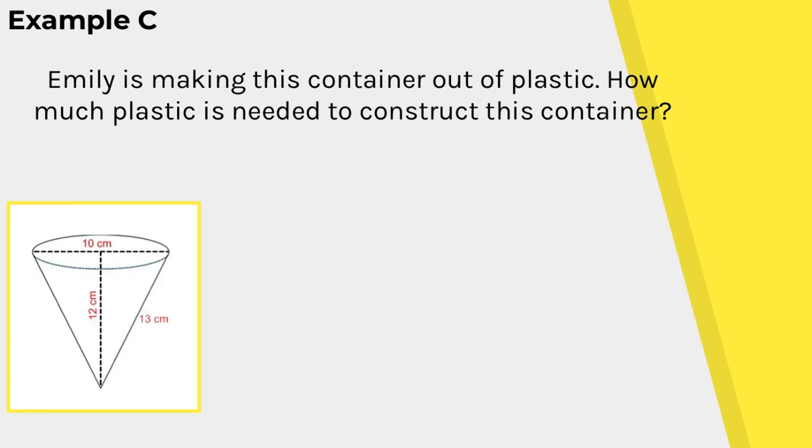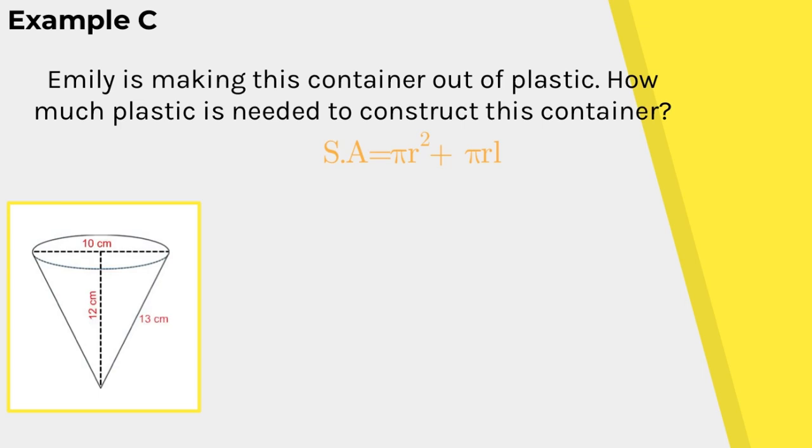So here in example C, Emily is making this container out of plastic. How much plastic is needed to construct this container? So again, we're talking about the outside of our shape, so we know that we're going to be needing surface area. So we're going to go over to our formula sheet, look for the surface area of a cone, since that's the picture of the shape that we have here. So our surface area of cone formula is going to be pi r squared plus pi times the radius times the slant length.